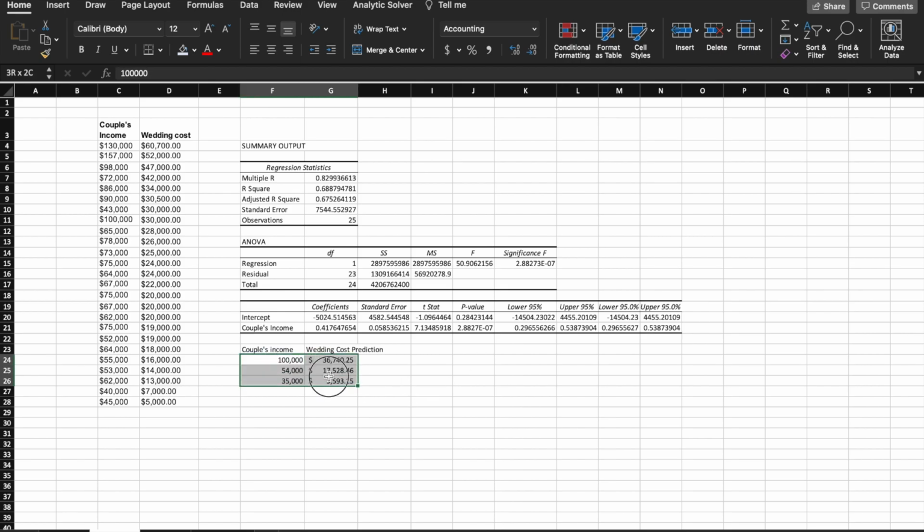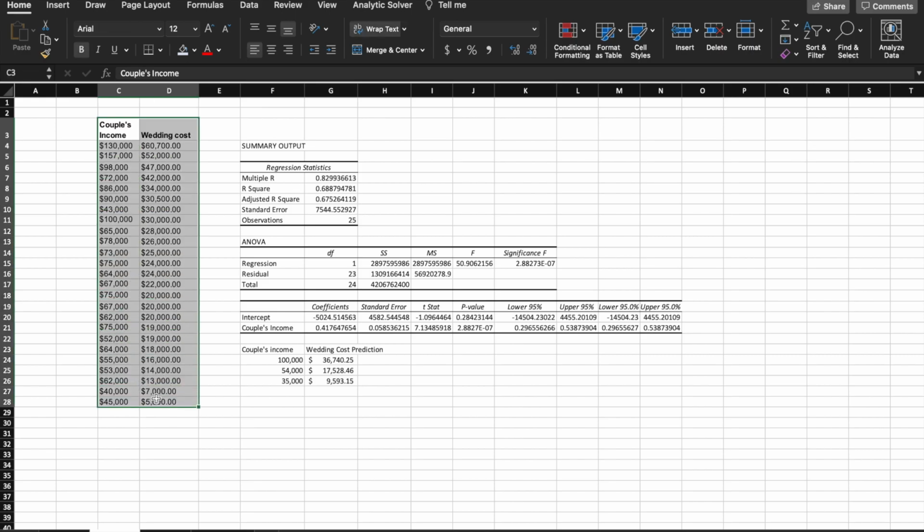So these numbers actually make a lot of sense when we think about it logically. But based on our prediction model, this was the one variable that was most useful in predicting wedding cost. Okay, I hope this was helpful. You've got to look at multiple regression and finding out which variables are useful in a multiple regression model.